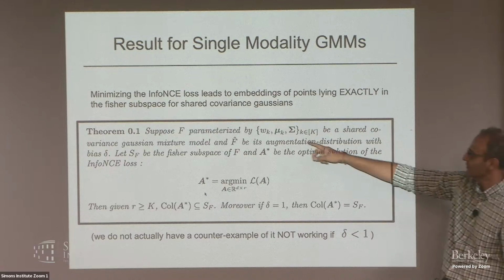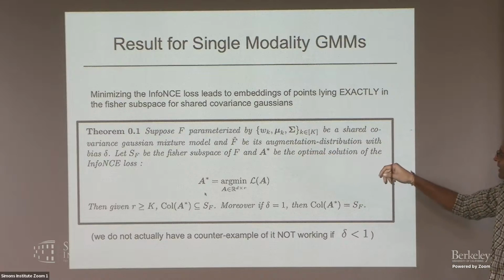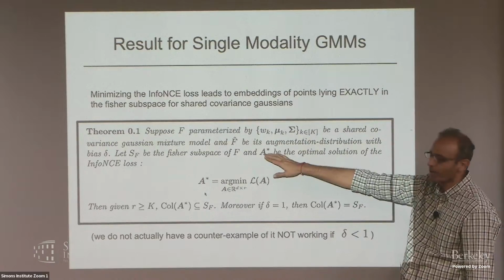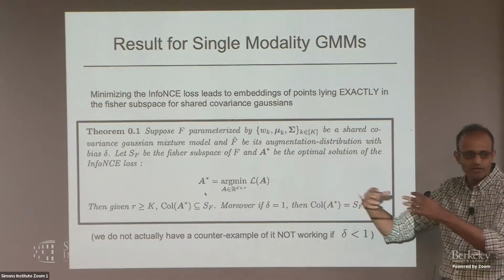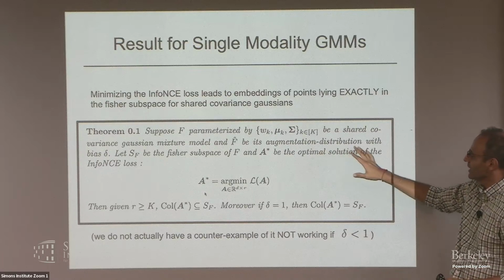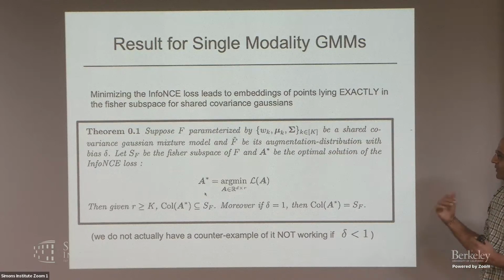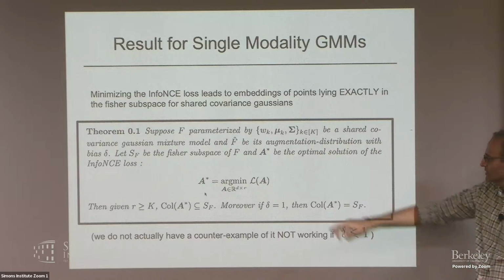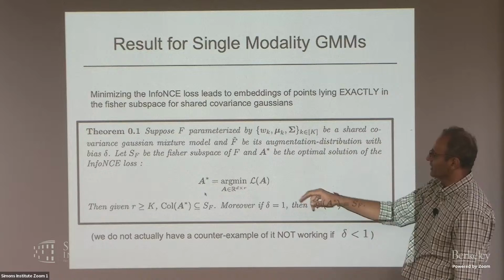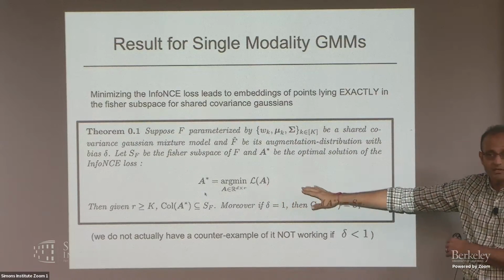So suppose we have a Gaussian mixture model with shared covariance, so the sigma doesn't depend on the k, right? Based on this, we get pairs of points using f hat, which is this product distribution with delta that I just mentioned in the last slide. So f hat is this augmentation distribution. We get points from that, and then we do InfoNCE loss, and we get A star. So A star is what the InfoNCE loss gives you.